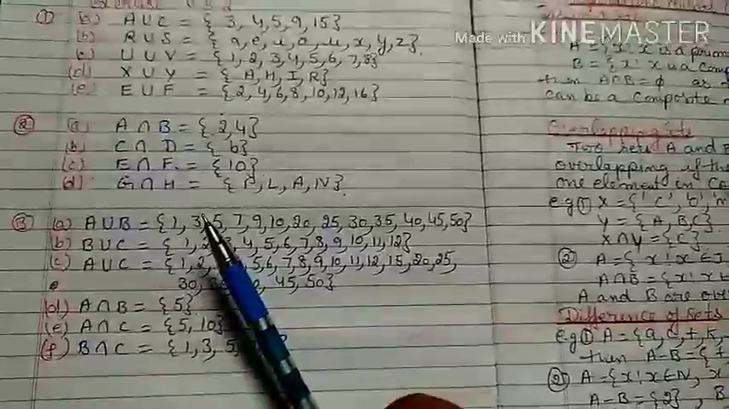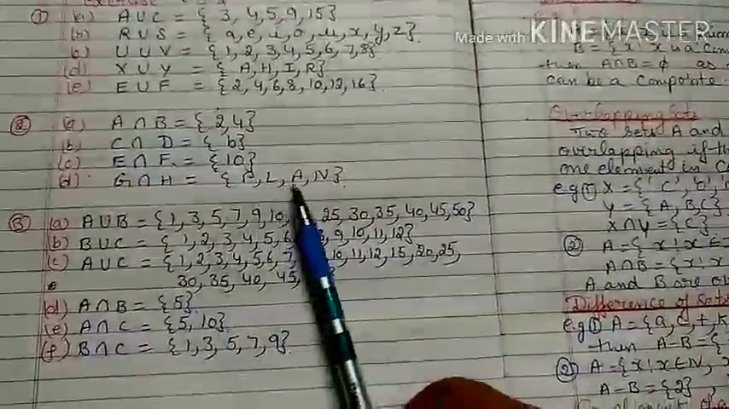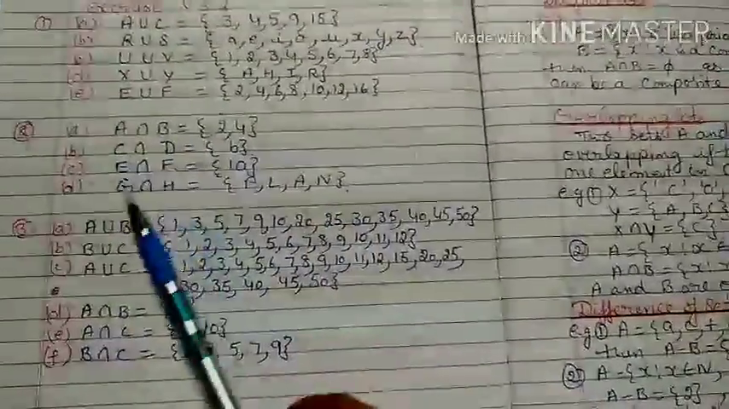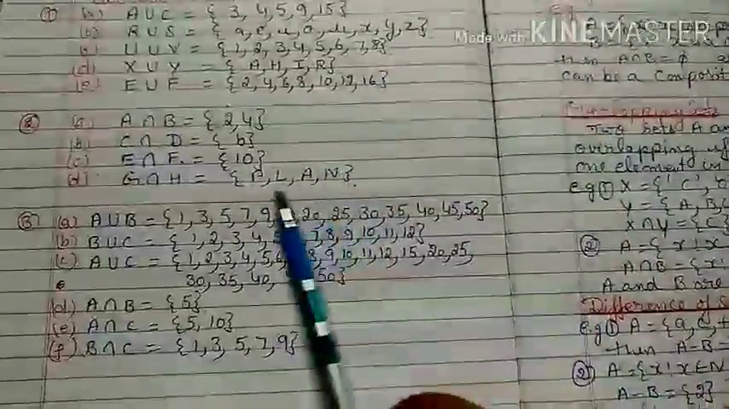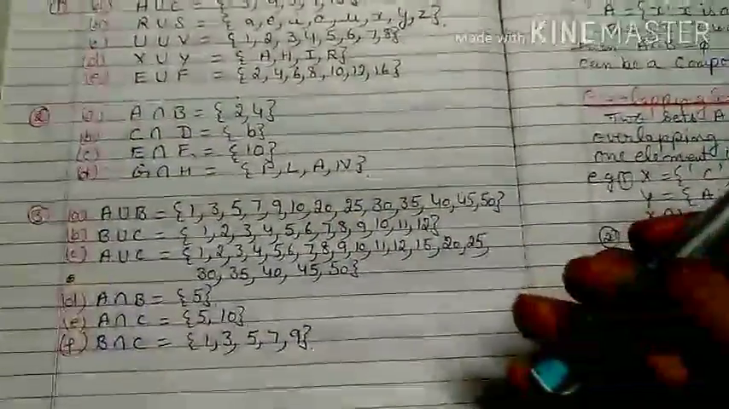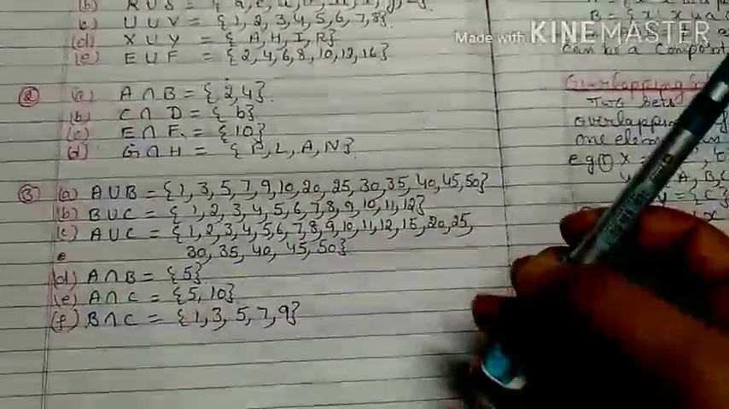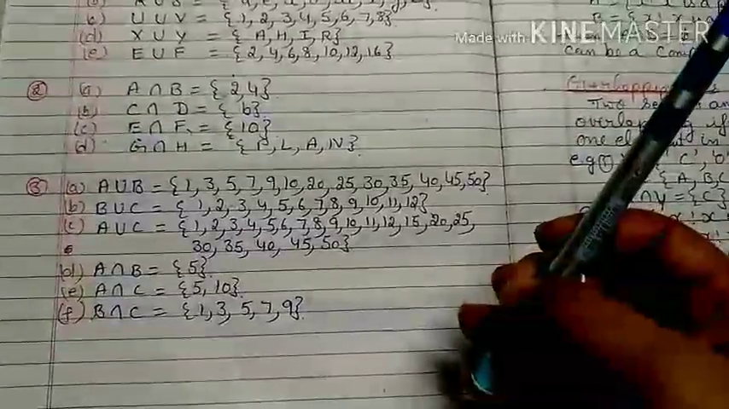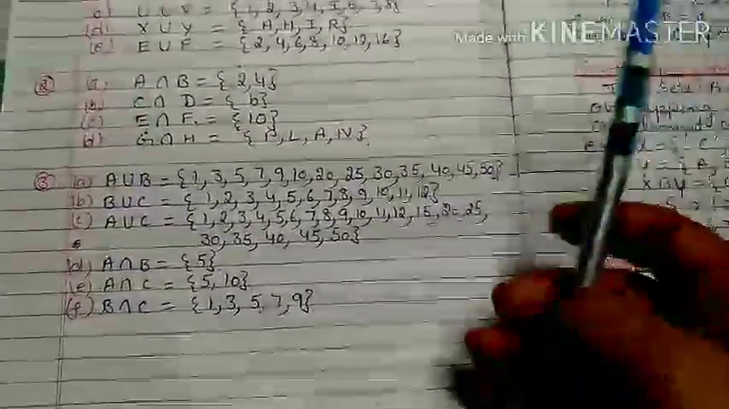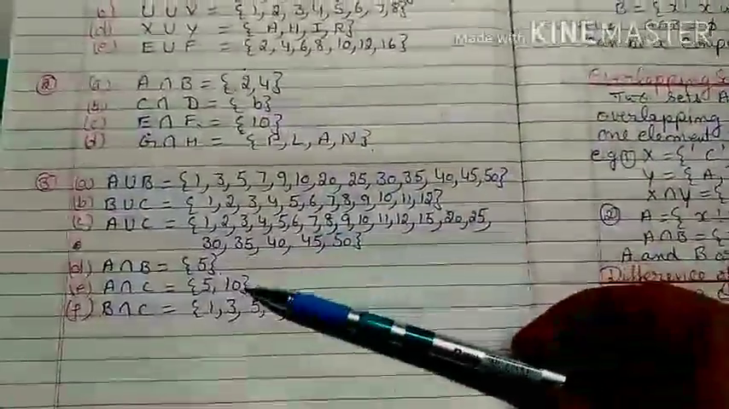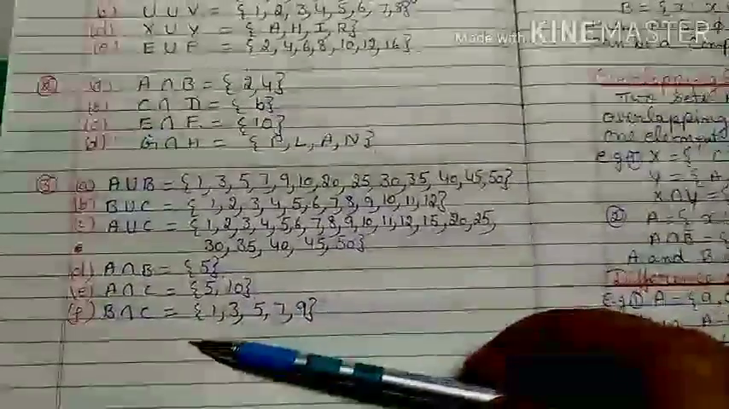If we compare both sets, P, L, A, N is present in both set G and H. So for intersection we write just the common elements. In the third question also, sets A, B, C are given to you, and you have to write different operations with union and intersection.